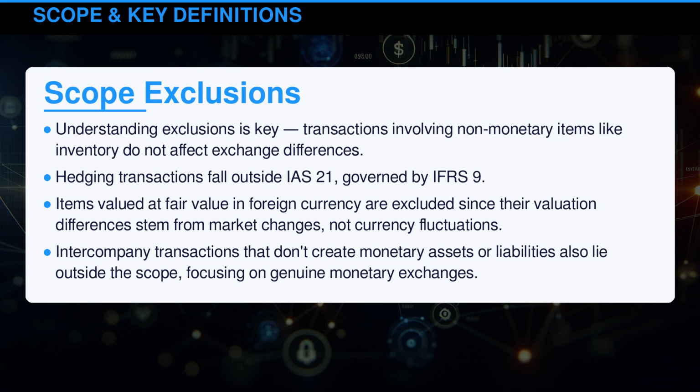Understanding exclusions is key. Transactions involving non-monetary items like inventory do not affect exchange differences. Hedging transactions fall outside IAS 21, governed by International Financial Reporting Standards 9. Items valued at fair value in foreign currency are excluded, since their valuation differences stem from market changes, not currency fluctuations. Intercompany transactions that don't create monetary assets or liabilities also lie outside the scope, focusing on genuine monetary exchanges.